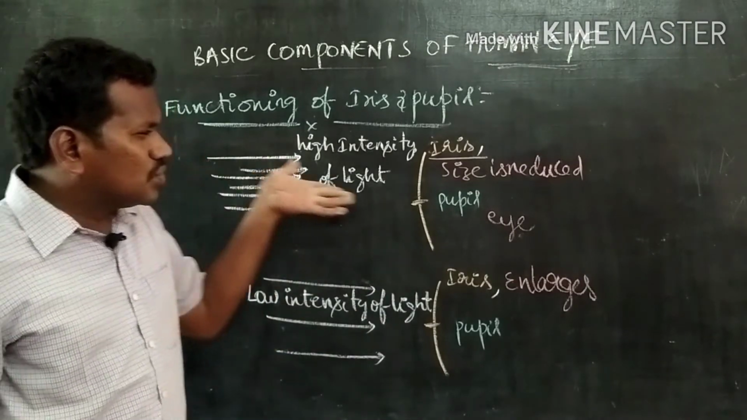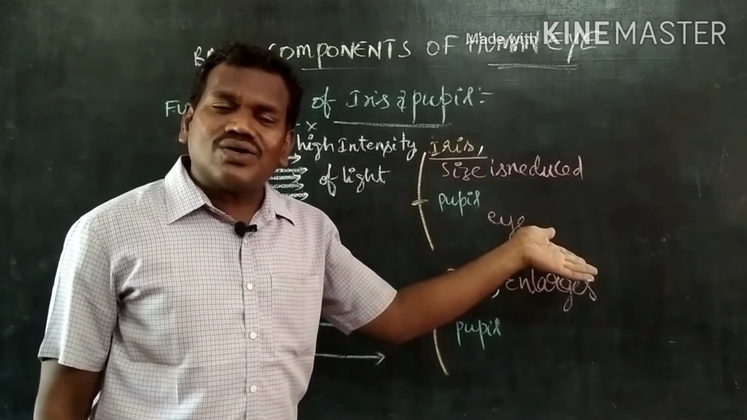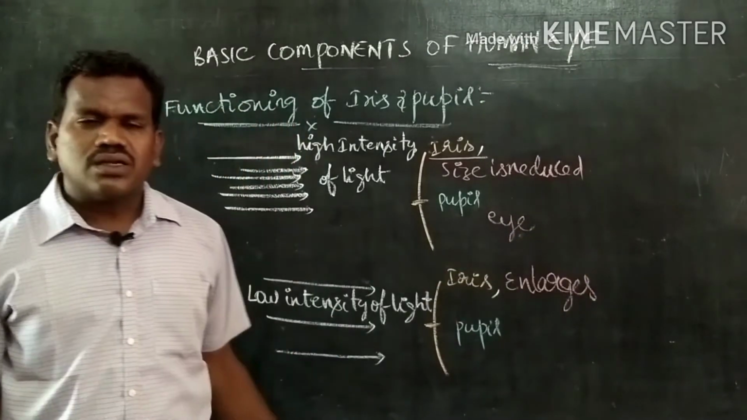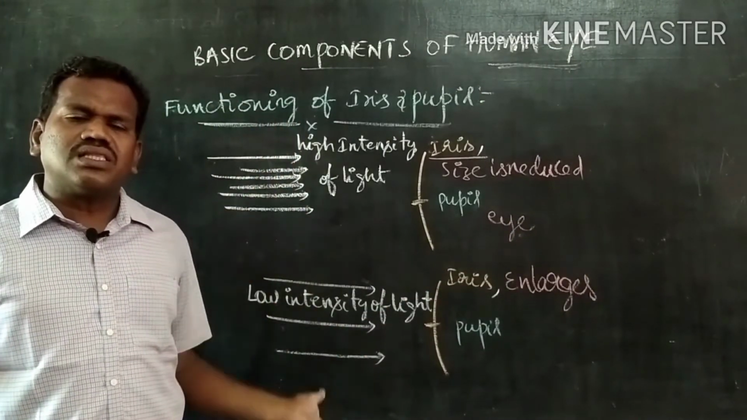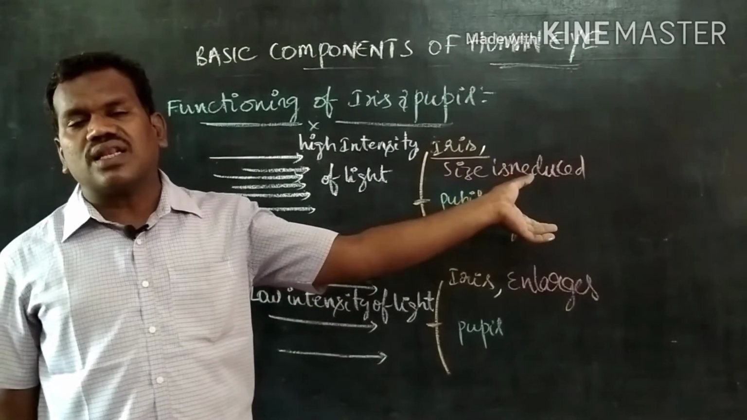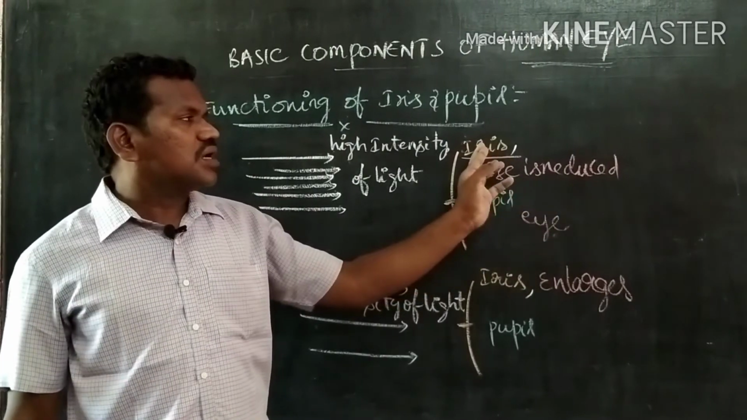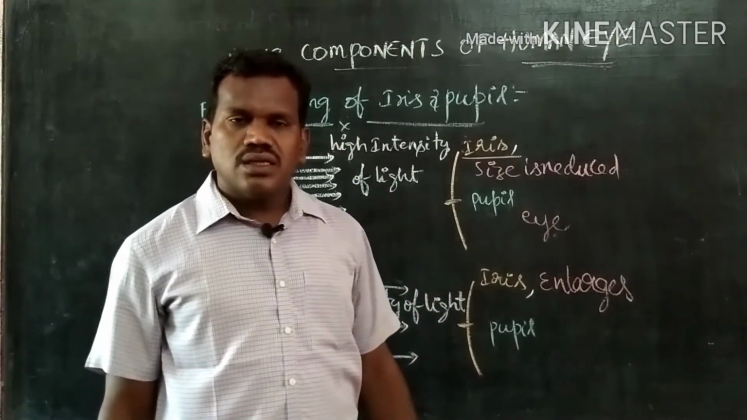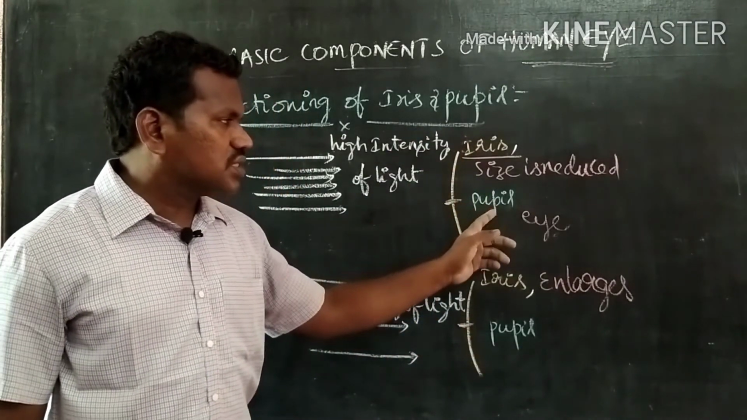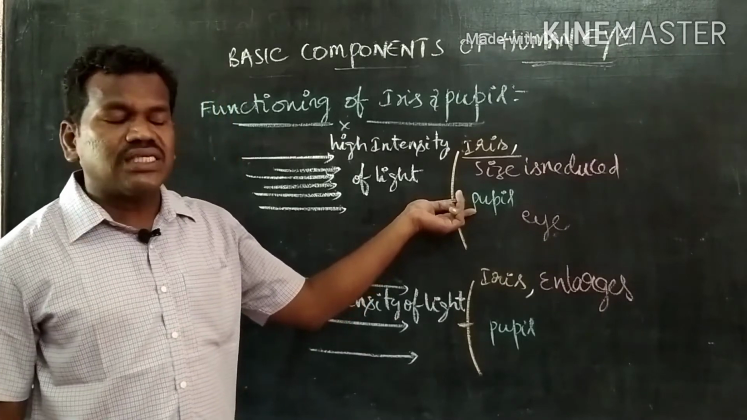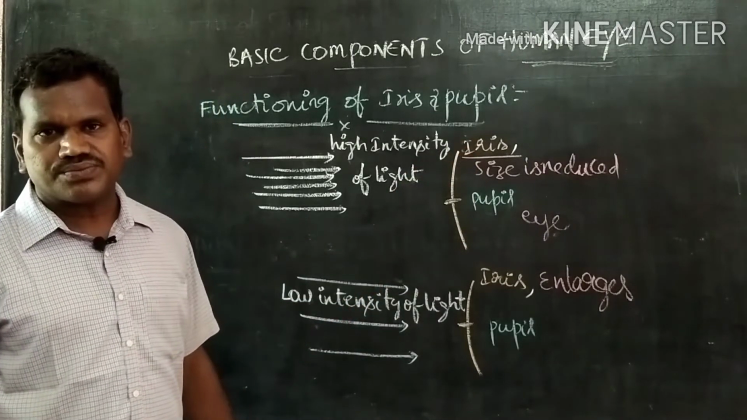It means it allows only the required quantity of light into the eye. Not a large quantity of light, nor a less quantity of light, but only a sufficient amount of light enters the eye because of the iris. For that sake only, the iris is controlling the pupil. That means the size of the pupil is under the control of the iris.